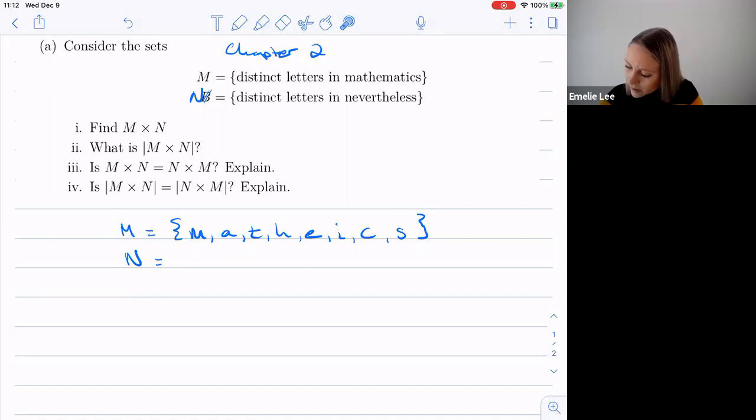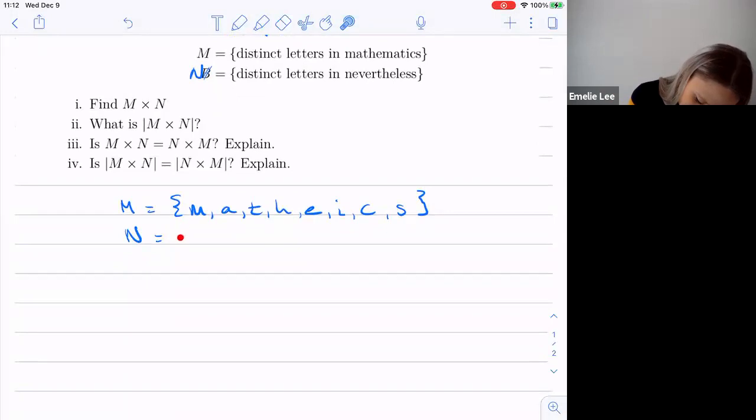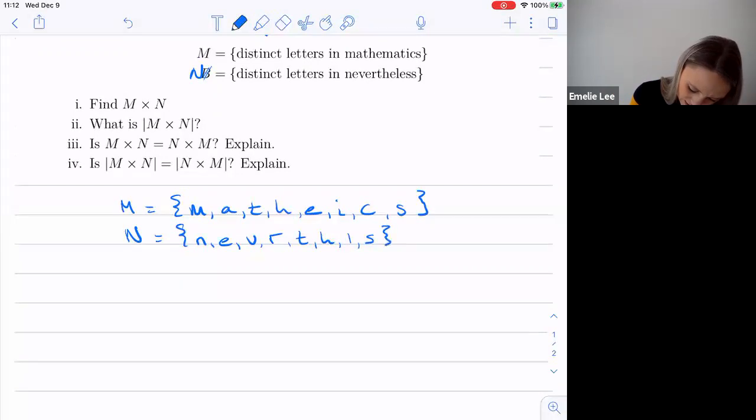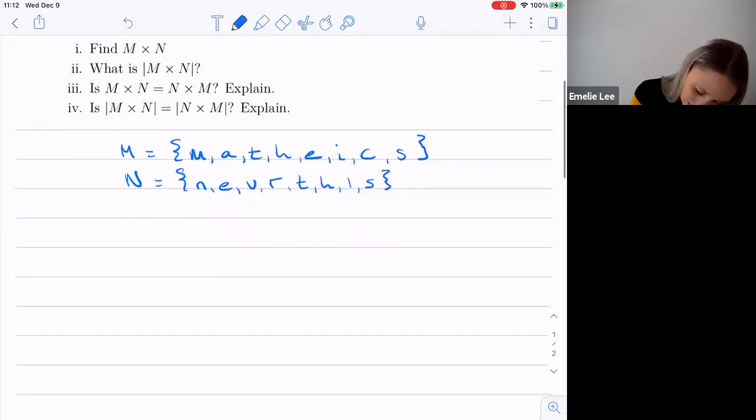Question 2a. B equals N. Okay. Distinct letters in nevertheless. N, E, V. E is already taken care of. R, T, H. E is already taken care of. L, E is already taken care of, and S. And then S is already taken care of. Okay. So the Cartesian product, M by N.